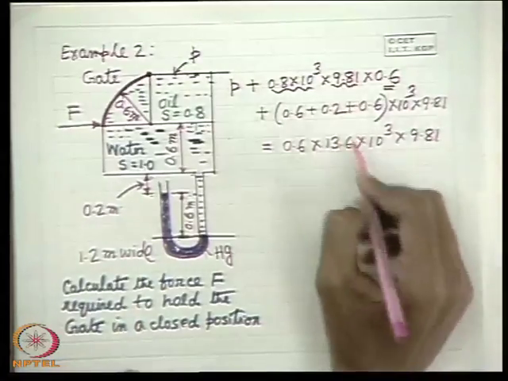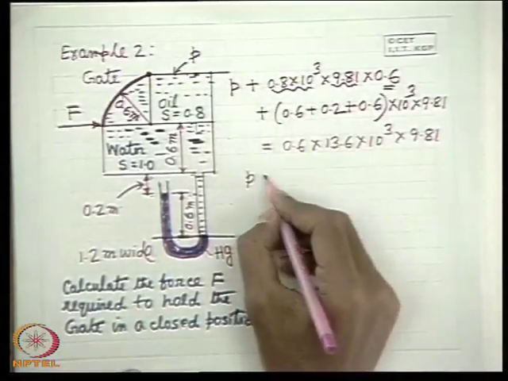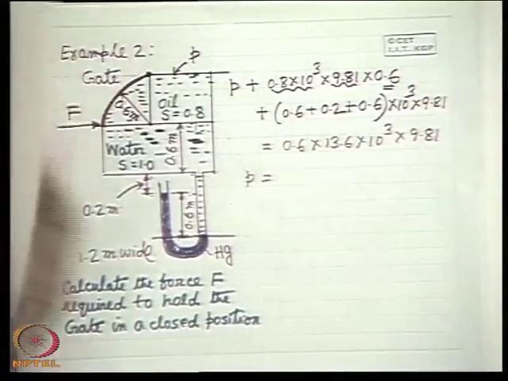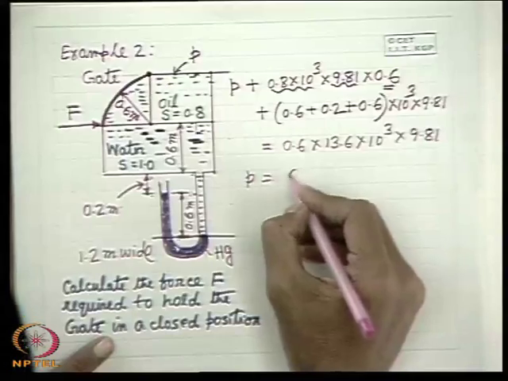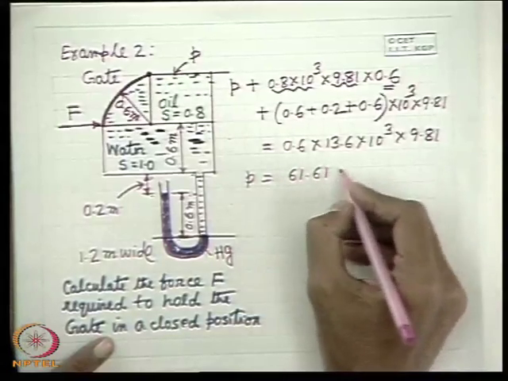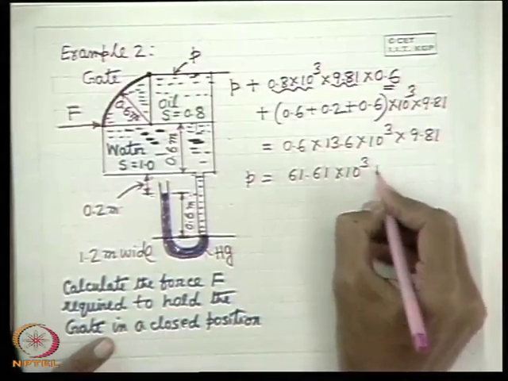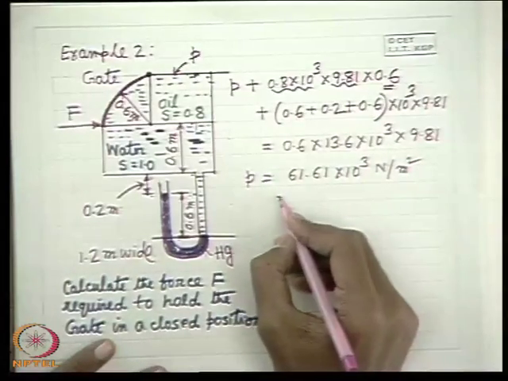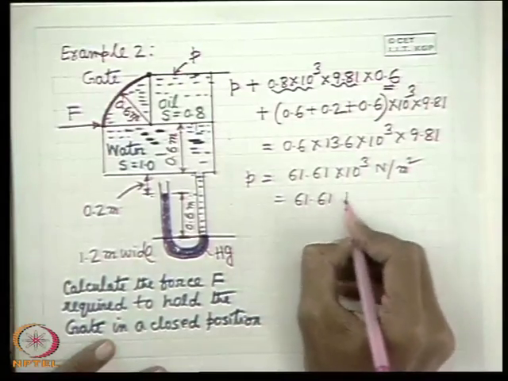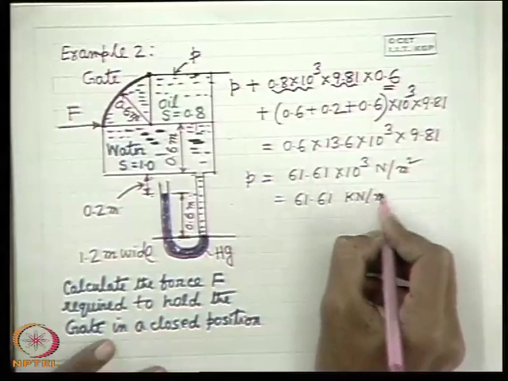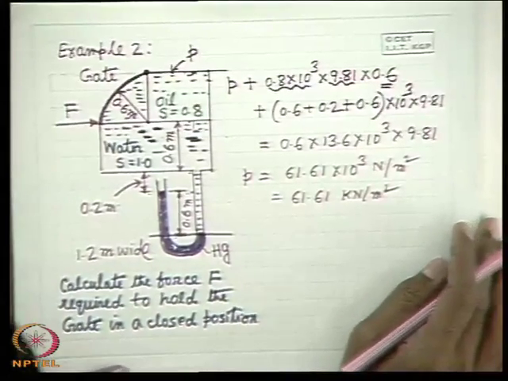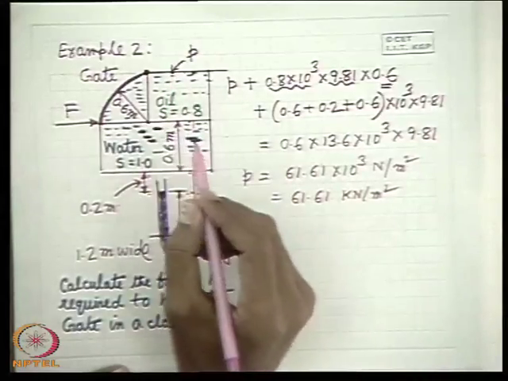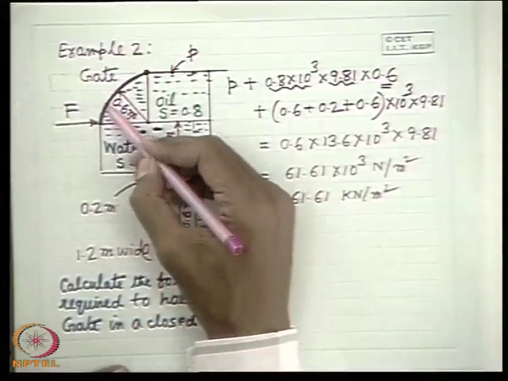Simply, if you solve this equation, P will come out equal to some 61.61. You check that: 61.61 into 10 to the power 3 newton per meter square. That means 61.61 kilonewton per meter square. So this is the P. Now we know the P, and the next part is to find out the pressure on this curved surface.